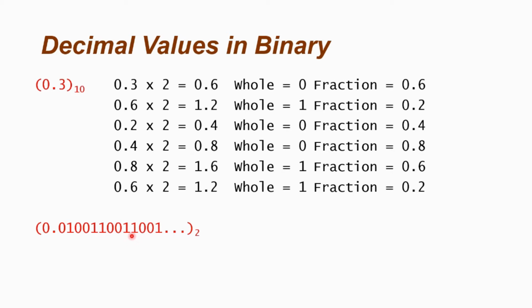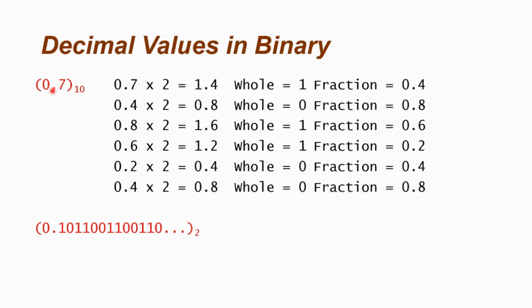So we see that we get a non-terminating fraction in base 2. So even terminating decimal values in base 10 can convert to non-terminating binary fractions. So we need an infinite number of binary bits to be able to store this.